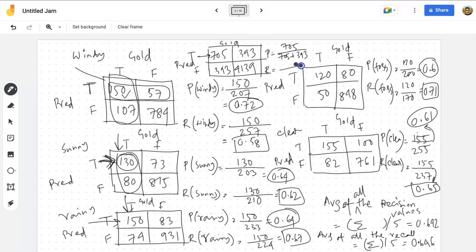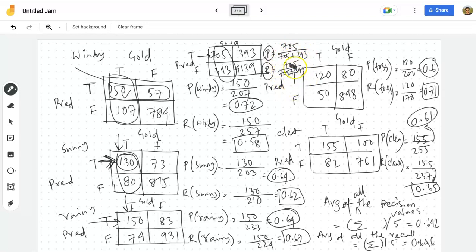Similarly for recall, the numerator will be the same 705, but the denominator will be this thing. So the total number of times the gold label is correct, like you predicted the gold label. So how many times? Sorry, not the prediction, the total number of true gold label predictions. This column only. Okay, so it will be 705 plus 393. Now you can see this micro precision and micro recall are same.